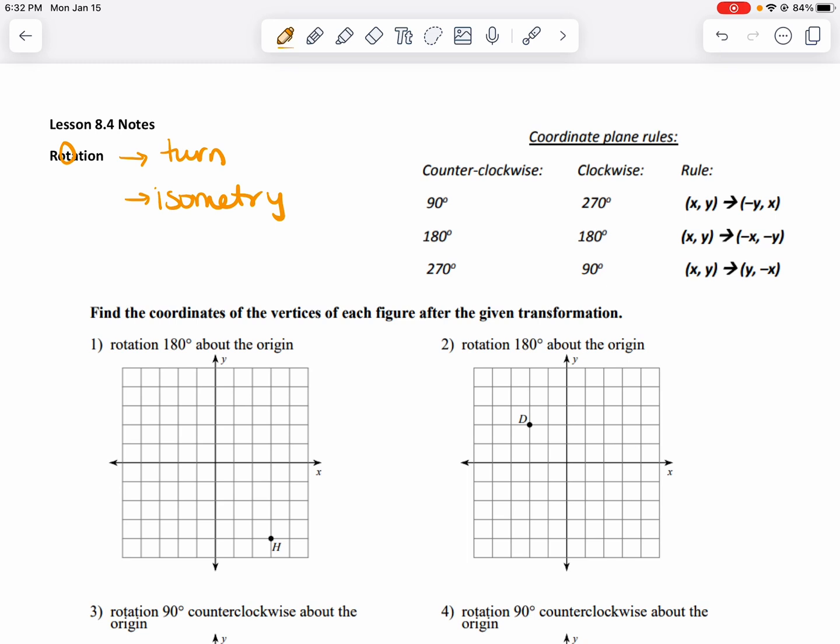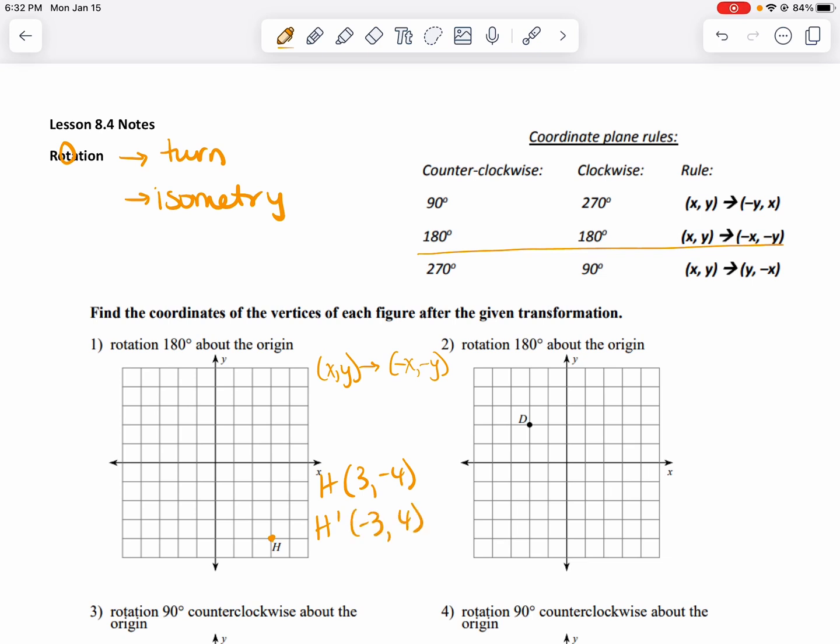Okay, so let's look at number one. It says a rotation 180 degrees about the origin. So here is our pre-image, H, and we want to rotate it 180 degrees about the origin. Anytime we're going to do something about the origin 180 degrees, we want to look at this rule. So (x, y) becomes the opposite of x and the opposite of y. Our point H here is (3, -4). So we're going to do the opposite. So H prime is going to be (-3, 4).